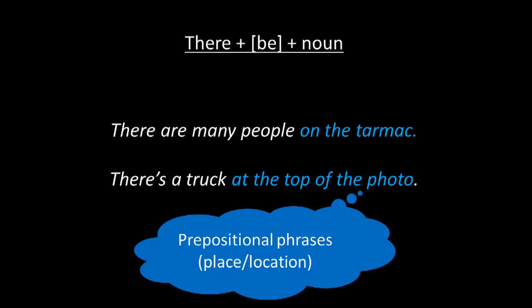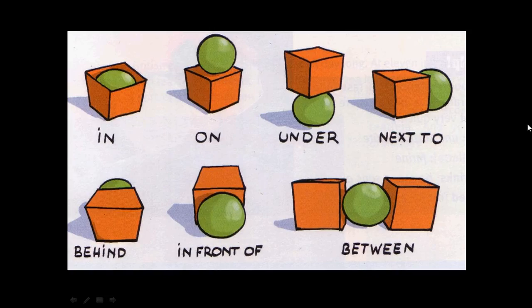Now, these are prepositional phrases that we can use when we're describing the photo itself. But sometimes we don't describe the photo. Actually, it's better if we describe things in relation to the stuff in the photo. For that, we might use these prepositions. In the box, on the box, under the box, next to the box, behind the box, in front of the box, between the boxes.